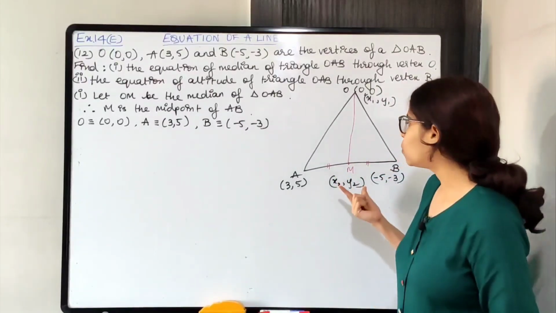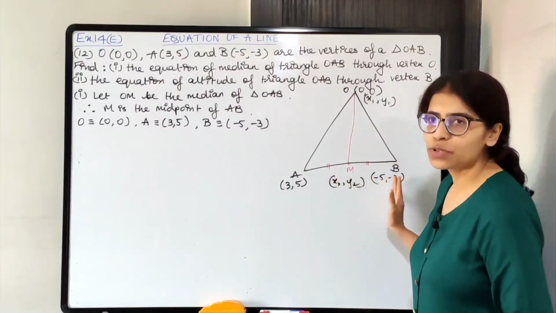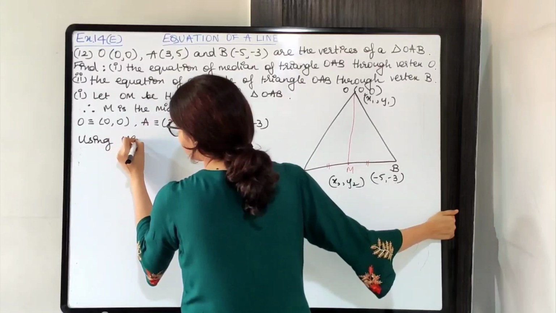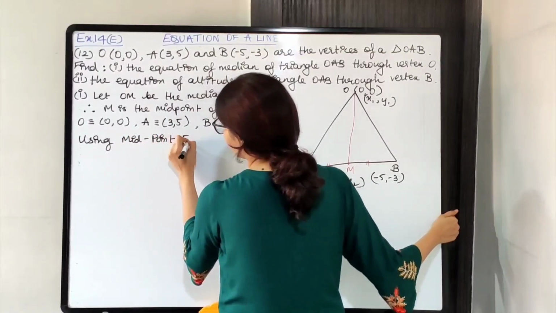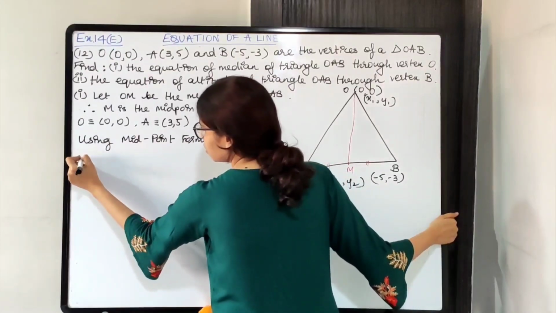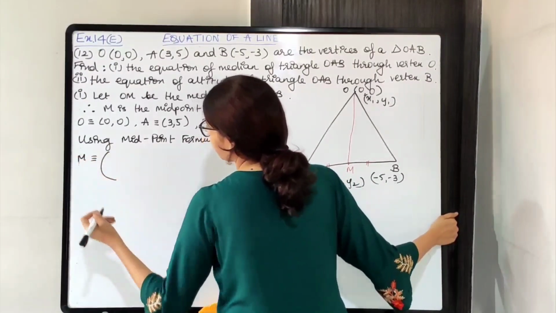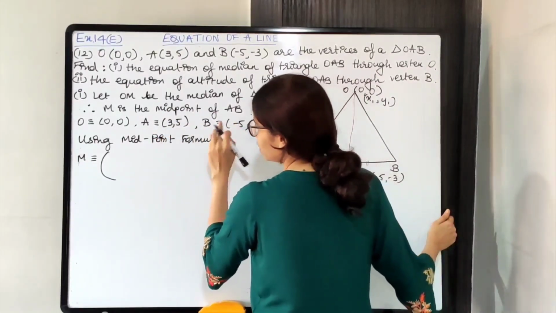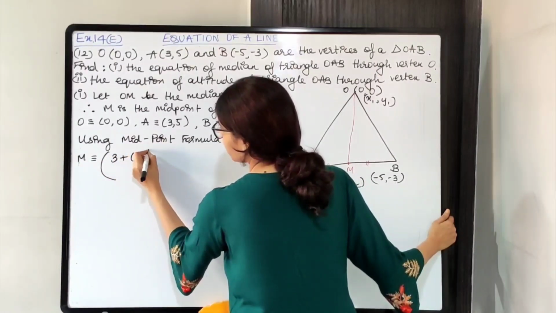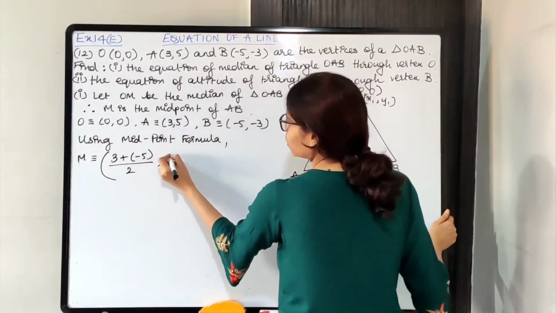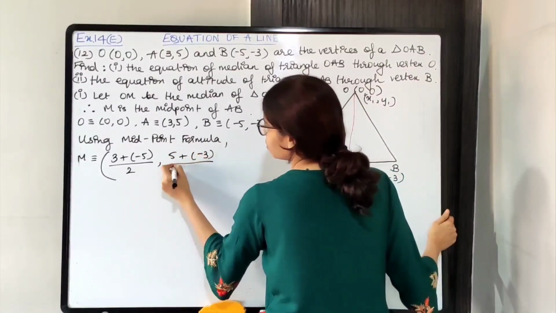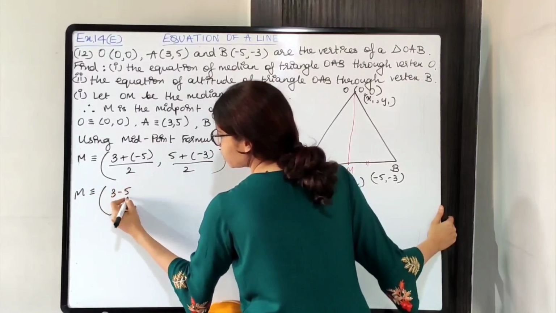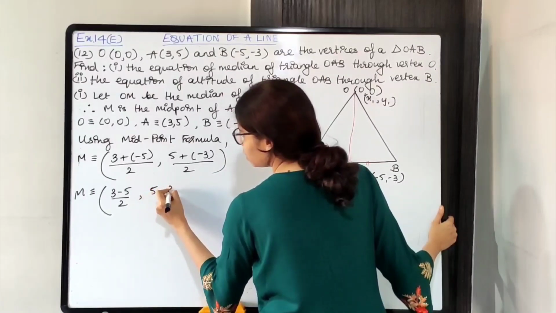First thing that we will do is find coordinates of M. Okay. So using midpoint formula, write down using midpoint formula. M will be AB का midpoint है. So A का x coordinate plus B का x coordinate divided by 2. Same way for y coordinate, 5 plus minus 3 divided by 2. Plus minus minus हो जाएगा, 3 minus 5 upon 2 and here again same thing, plus minus minus.